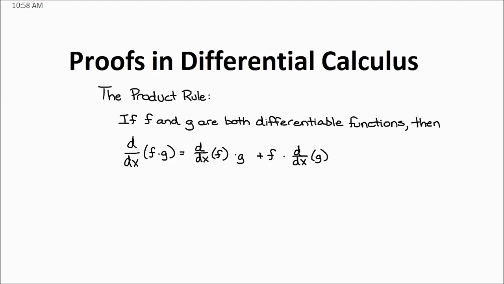In this proof, we're going to prove the product rule, which is for derivatives. Basically, the product rule states that if you have two differentiable functions, then the derivative of their product is equal to the derivative of the first function times the second plus the first function times the derivative of the second. And that's exactly what's written here.